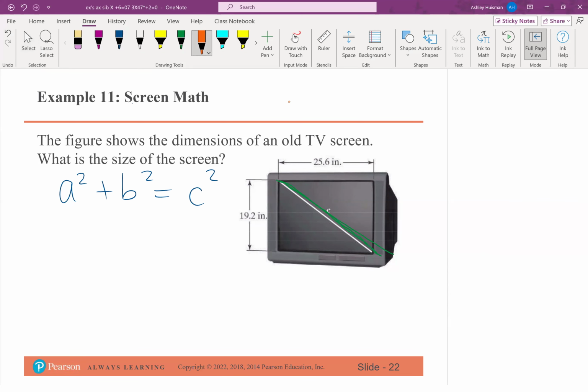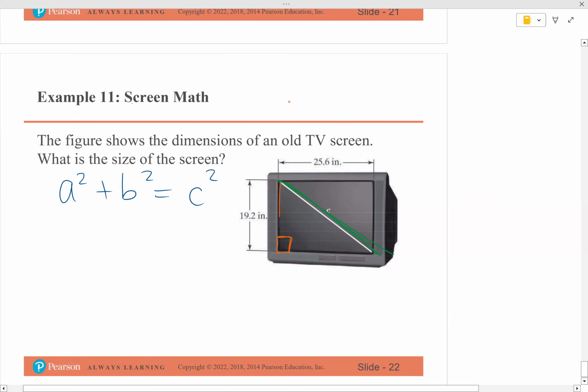So which one's the hypotenuse? It's the longest side, or the side across from the 90-degree angle. I'm focusing on the bottom triangle, but you could also do the top triangle because they're really the same triangle. It doesn't matter. But C is the hypotenuse. That's the one we're looking for. C is what we don't know, question mark. But B and A we know.